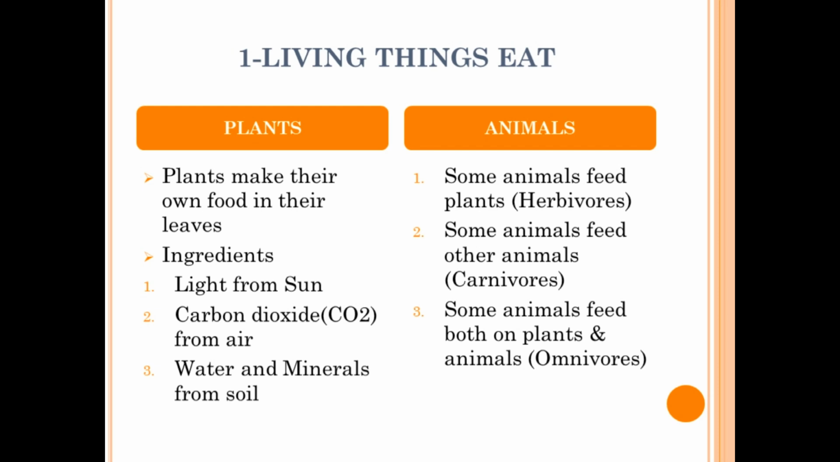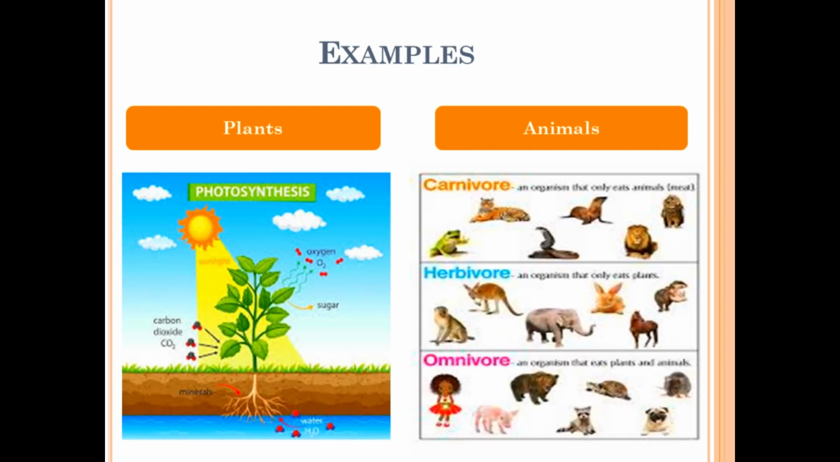Let's take the examples of these animals and plants to better understand. Here you can see the diagram of photosynthesis. Photosynthesis is the process of making food by the plants. You know that plants make their own food by absorbing water and minerals from the soil through their roots. This water and minerals pass through the stem and go to the leaves.